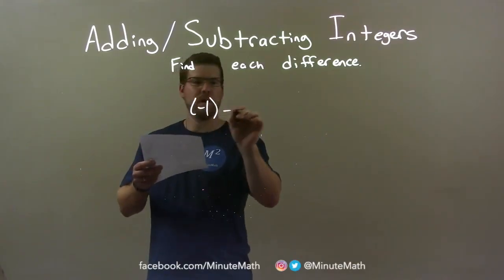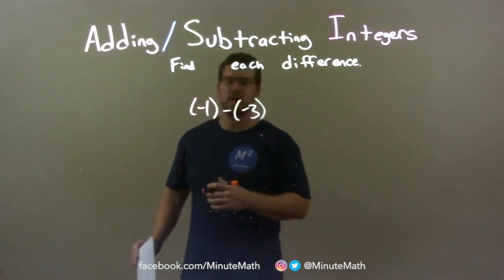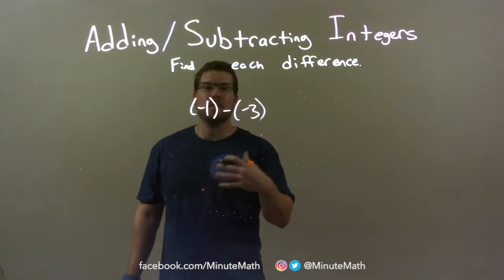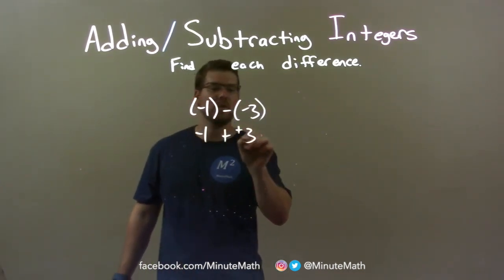Negative 1 minus a negative 3. So negative 1 minus a negative 3. Well, we know that subtracting a negative 3 is the same thing as adding a positive 3. So we have negative 1 plus a positive 3 right here.